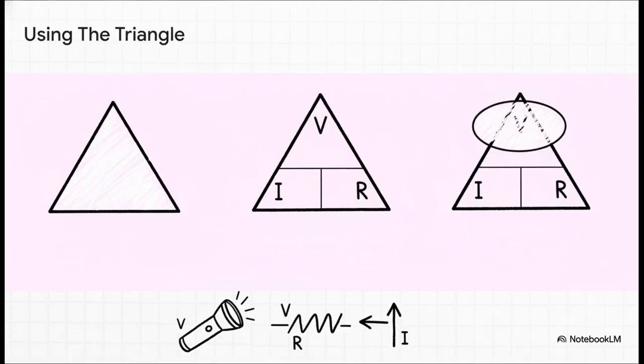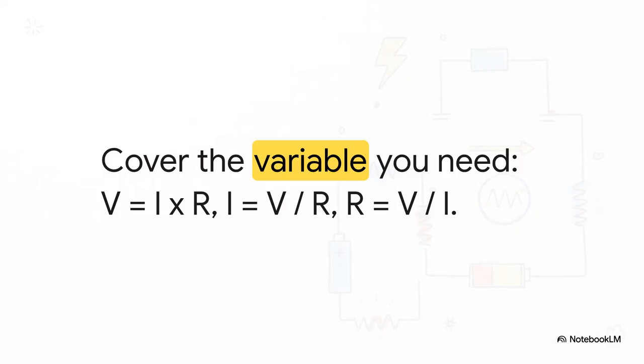Okay, so here is how you build this mental cheat code. Step 1, just draw a simple triangle. Step 2, write the letter V at the very peak, and put I and R at the bottom, drawing lines to separate them all into 3 little sections. And step 3 is how you actually use the thing. You just simply cover up the letter of the specific variable you are trying to find. This brilliantly illustrates the exact math you need to do.